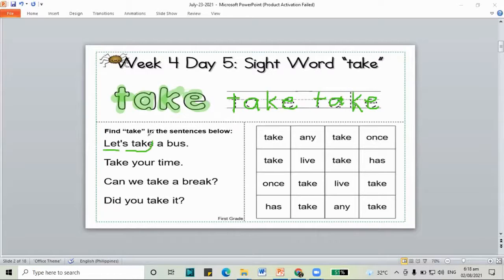Let's read our sentence together. Let's take a bus. Let's look for take. I circled take. Take your time. Can we take a break? Did you take it? That's the word take in all the sentences. And how about let's color the word take?